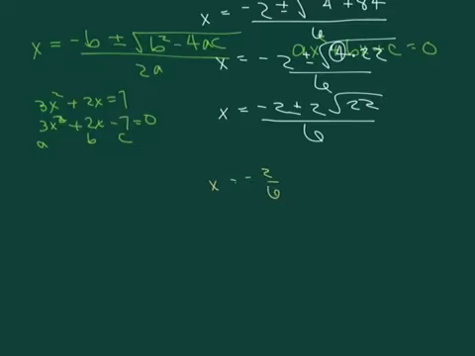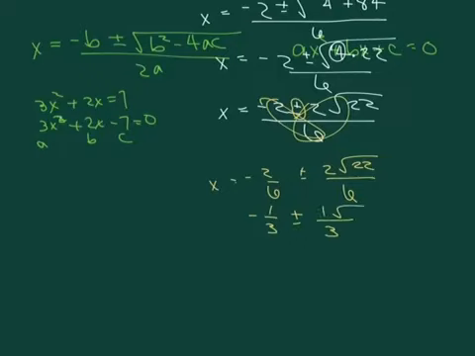I'm going to split this up, because you have this plus or minus sign. This is over 6, and this is over 6. So this becomes negative 1/3. This becomes 1/3. So then, x equals negative 1 plus or minus the square root of 22 all over 3.